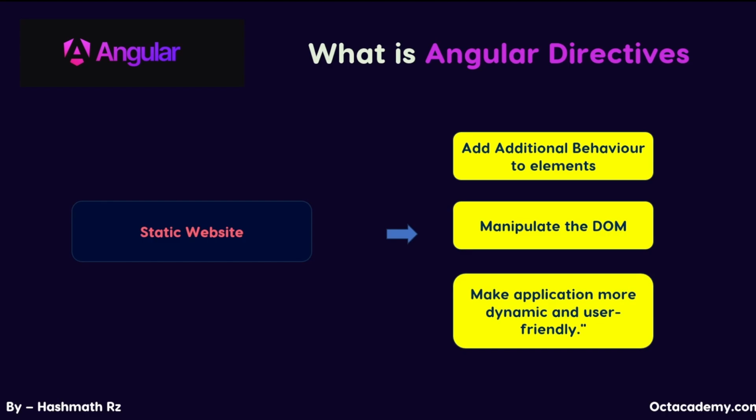Directives are a fundamental concept in Angular. They enable developers like us to extend the functionality of HTML by creating custom behavior that can be reused across our application. So with directives, we can change the appearance, behavior or layout of a DOM element, making our application more dynamic and user-friendly. So now let's talk about the different types of Angular directives.